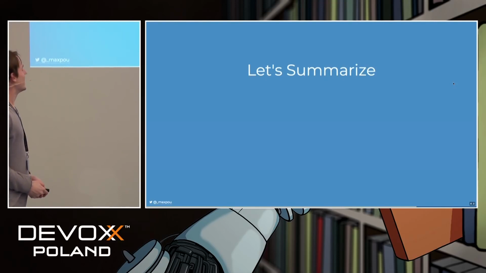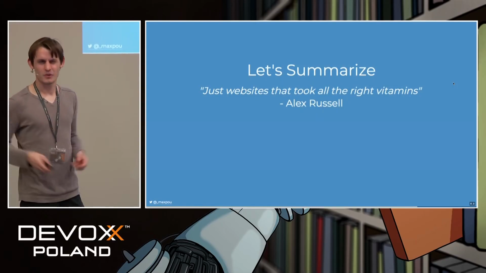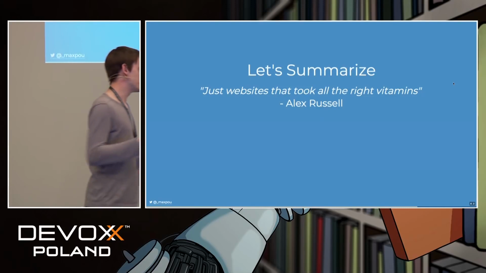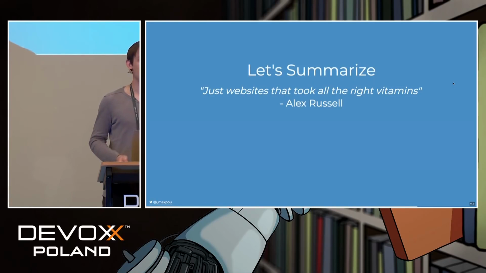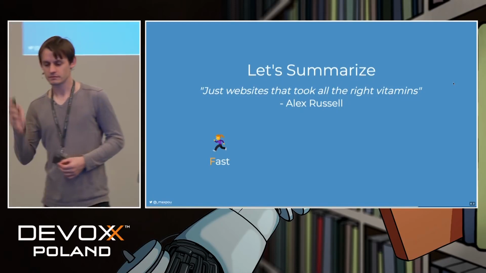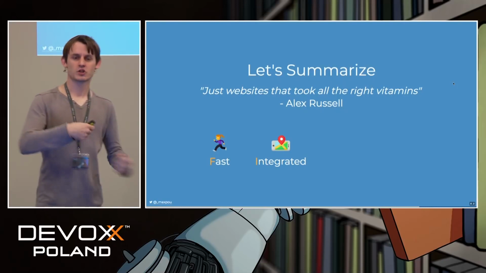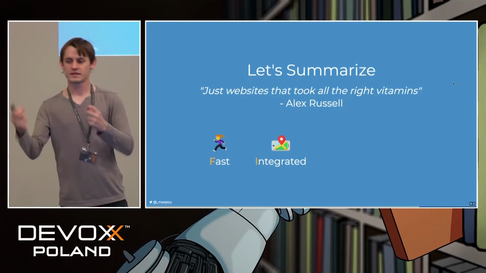I propose you the one from Alex Russell, who is the father of the PWA, a Google engineer. So for him, a PWA, a progressive web app, is nothing else than a website that uses the correct vitamins. What are these vitamins? Progressive web apps must be fast. They must be integrated. So fast: use the cache as much as you can. Integrated because they are using geolocalization or all this stuff we got in our browser. They are reliable. We want to trust them.